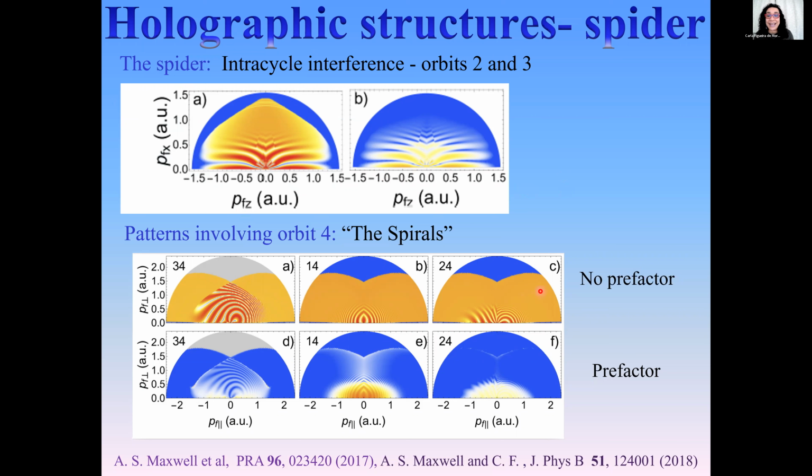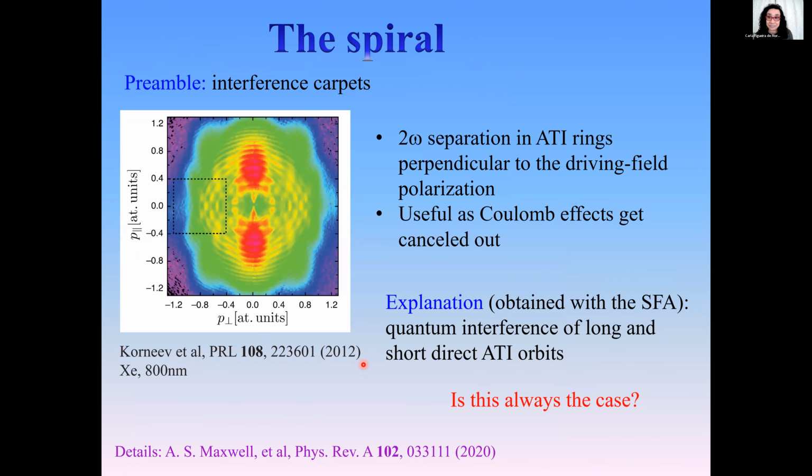And we also predicted a lot more patterns involving orbit 4, which we call the spirals. There were many more spiders and many more spirals and fans than people thought, just because of the presence of the Coulomb potential. And the spiral is an interesting case, because this was a case of mistaken identity because of the old theory.